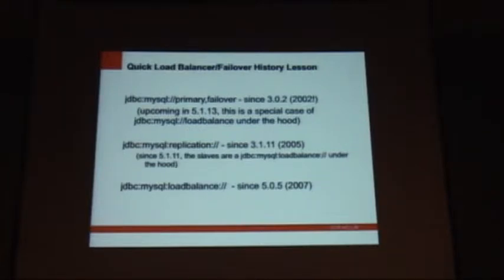The replication connection thing has been around since 2005. In Connector J 5.1.11, we replaced the series of slaves with the load balancing connection under the hood. You can sense a theme going on here? But basically, it's kind of all the same thing under the hood, it's just slightly different behaviors. And then the jdbc:mysql:loadbalance, where it balances across a heterogeneous pool, has been around since 2007. That went in Connector J 5.0.5. And really the impetus for that was when MySQL acquired NDB from Ericsson, and they needed a way to route requests to any number of simple nodes.